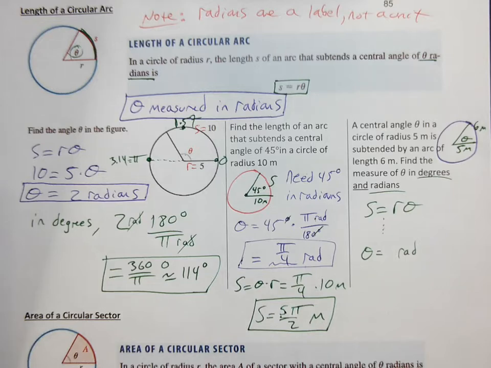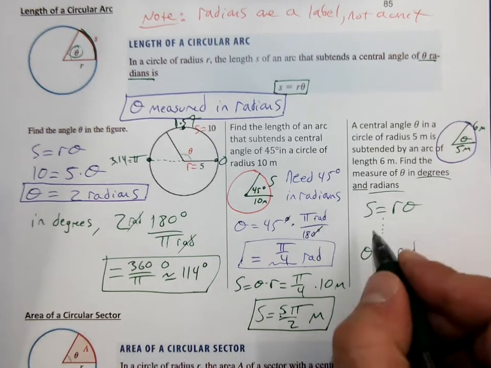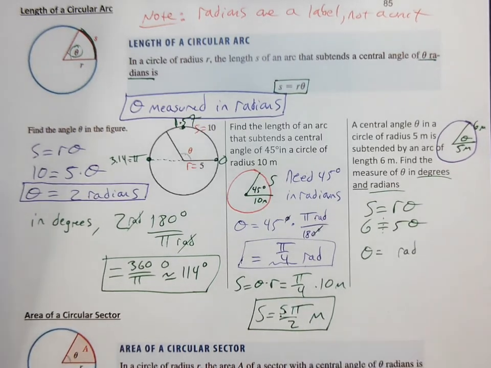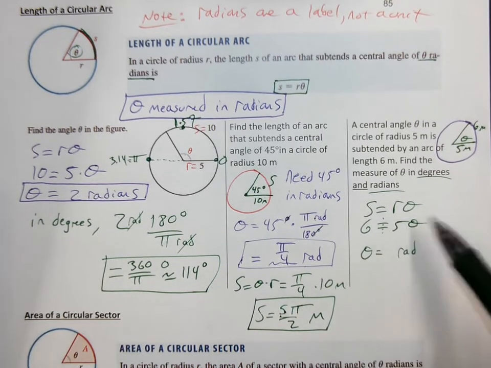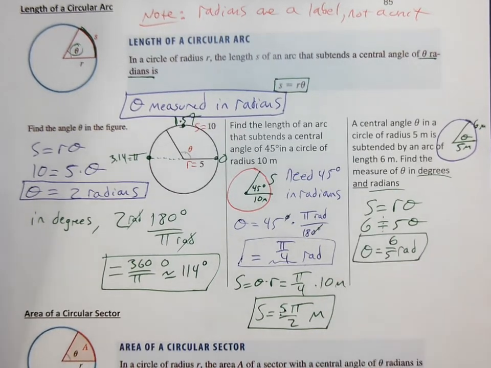All right, let's take a look at this one. So we've got an S value and we've got an R value. All right, so we can plug those in. This becomes 6 equals 5 times theta. And so then when we solve for theta, we get 6/5. Right, and so 1 1/5 radians is what that ends up equaling.